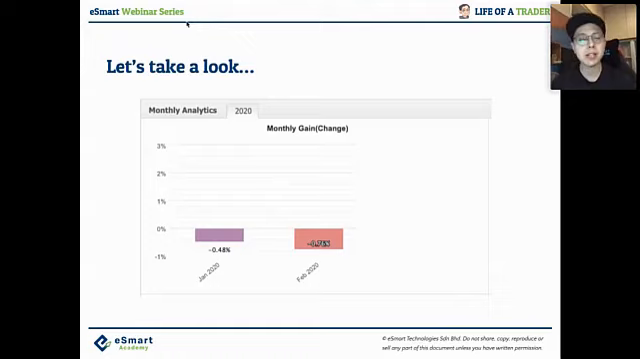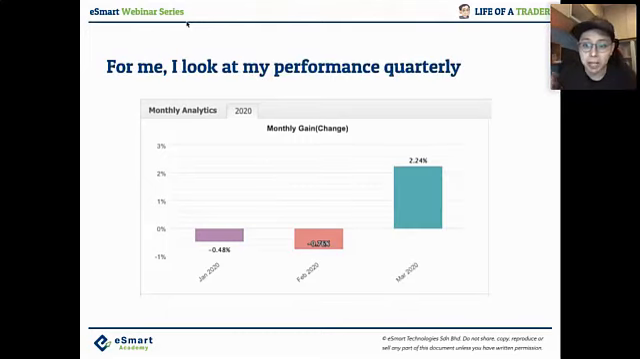Then you might start to think, oh, this is not going to work. Then you probably hop into another thing, so you start to search for the next strategy that might give you a better result. But what happened is, in March, I gained back 2.24%.